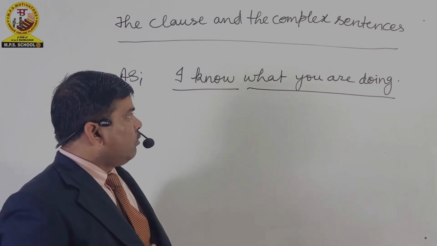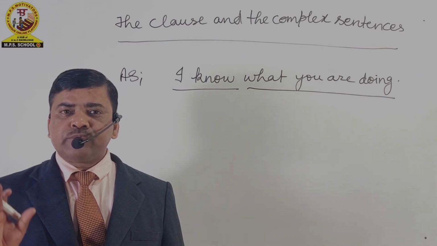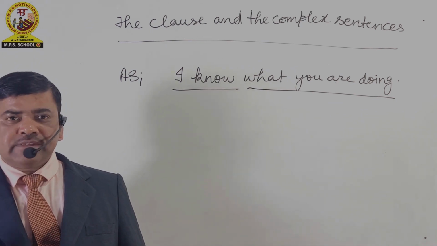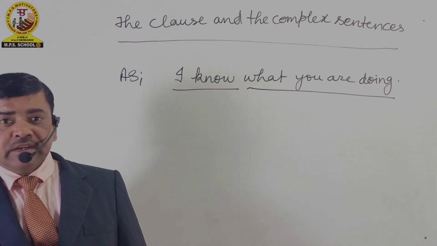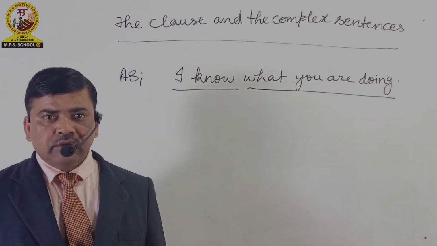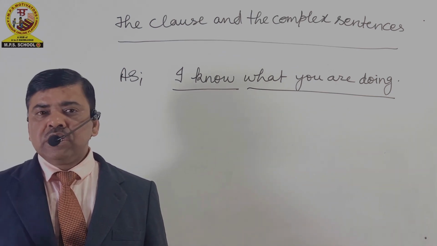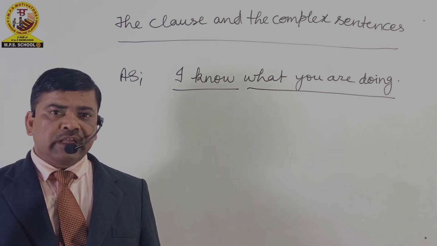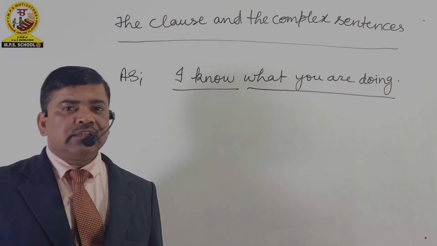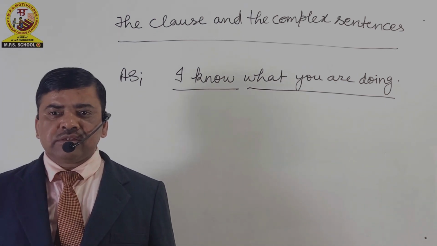but what you are doing का प्रयोग स्वतंत्र रूप से वाक्य के रूप में नहीं किया जा सकता है। What you are doing is not a sentence. What are you doing is a sentence. आप क्या कर रहे हैं वाक्य है। What are you doing is a sentence, but what you are doing is not a sentence. So for the existence of this part of the sentence, what you are doing, there is requirement of the principal clause I know in this sentence.